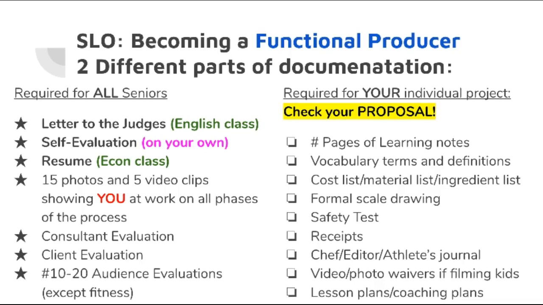Then you will have audience evaluation. So check your proposal for the number. And this is just a 5-question survey that you will provide people. So you will pass around your final product, for example, your final blanket that you've crocheted, and you'll have 10 people answer questions that you've created related to the quality of that final product. We will go over these elements in greater detail in a future episode. This is just an overview.